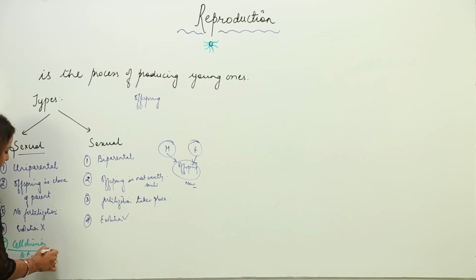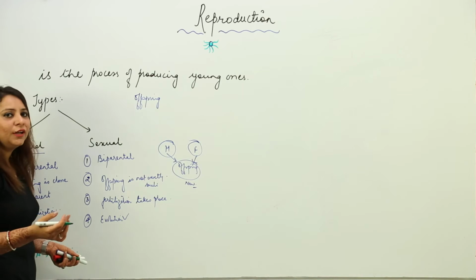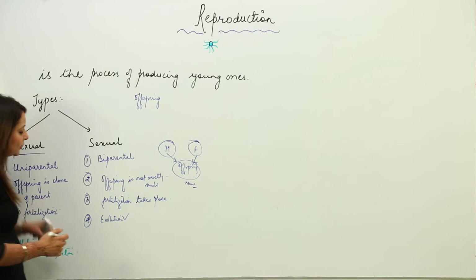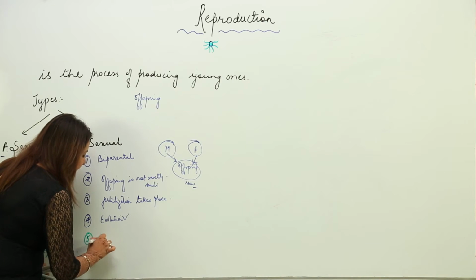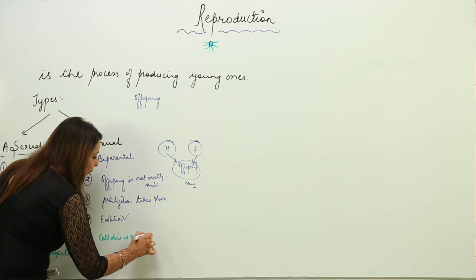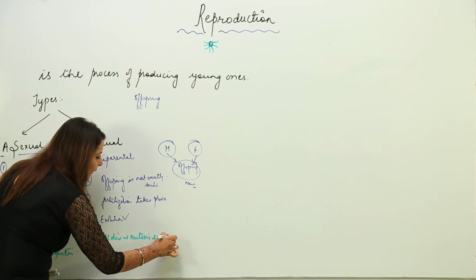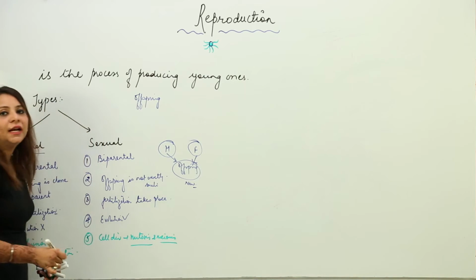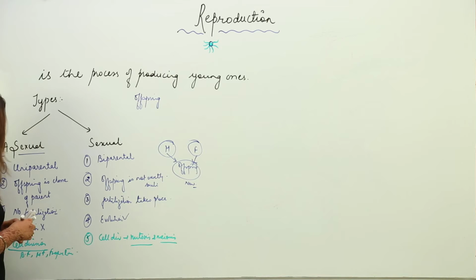Like we have fragmentation, so we will be discussing that later. There are a few other methods which are employed, but in the case of sexual reproduction, cell division occurs by mitosis and meiosis, which are the two fundamental processes of cell division.